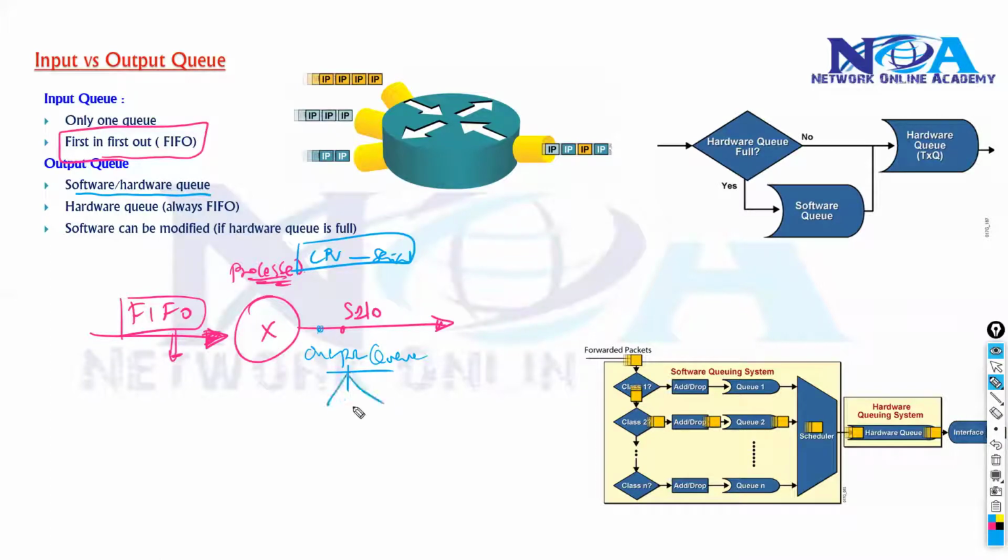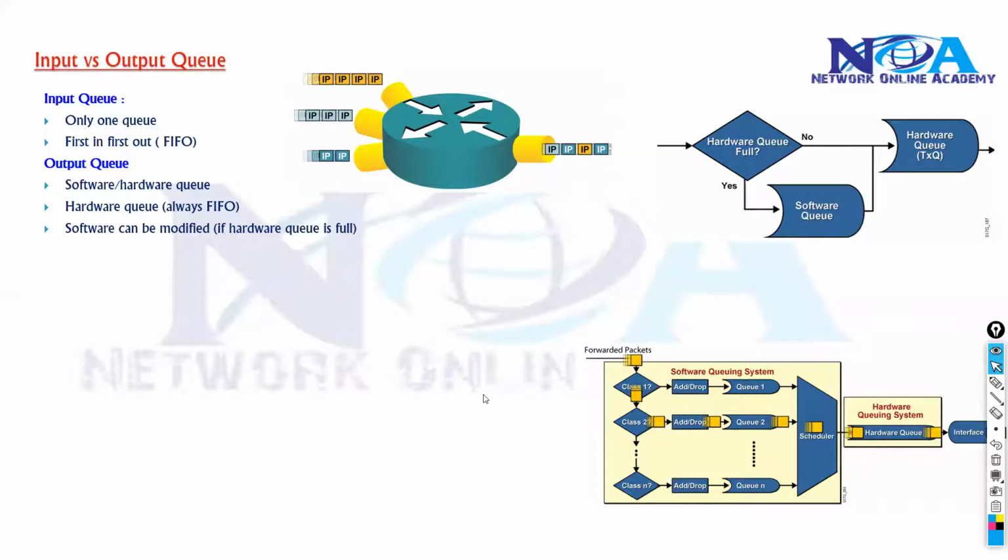Now, this can be categorized as the software queue and the hardware queue. The hardware queue will be first in, first out, which means whichever packet comes first on this output queue will be sent first. Whereas the software queue can be customized. So I can customize the software queue, where I can tell my router to rearrange the packets before it actually sends them outside.